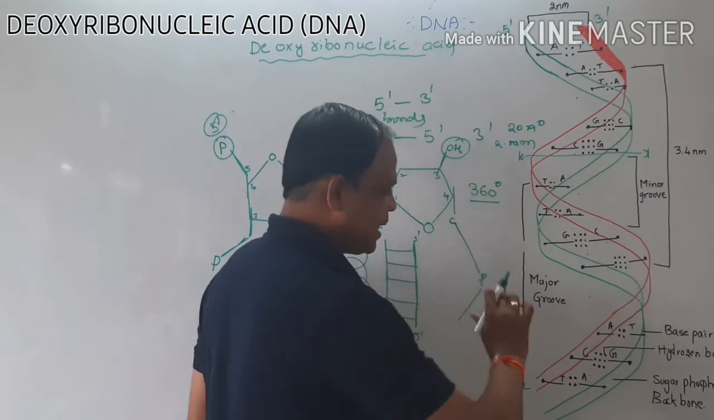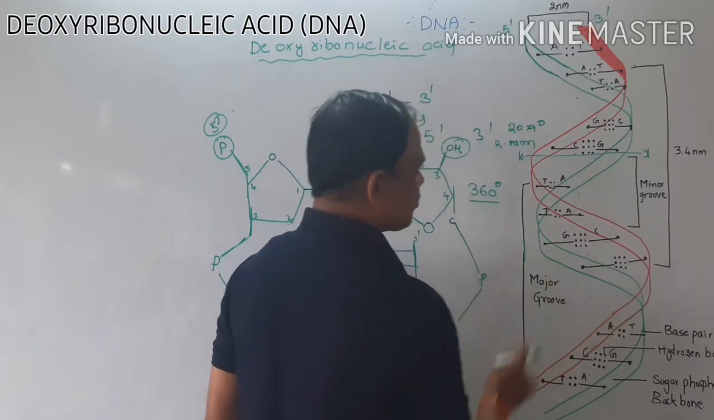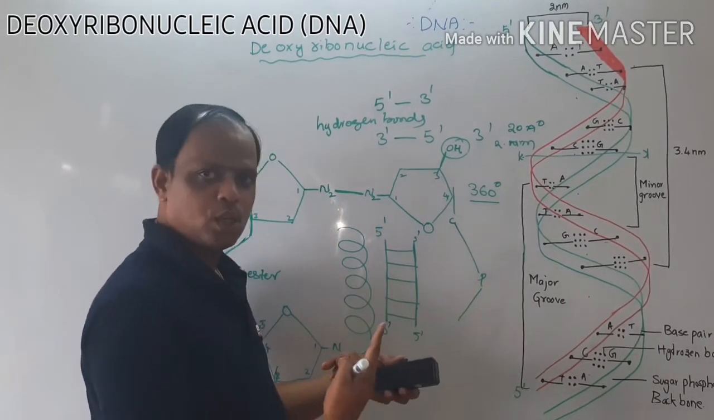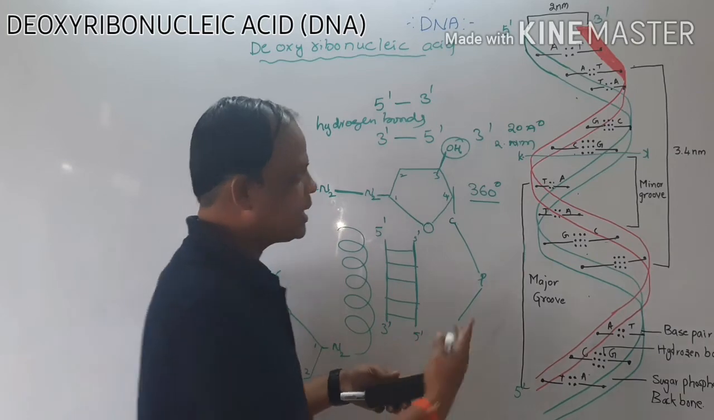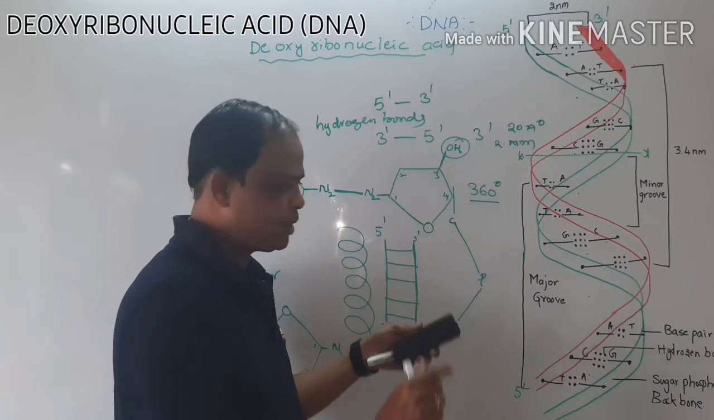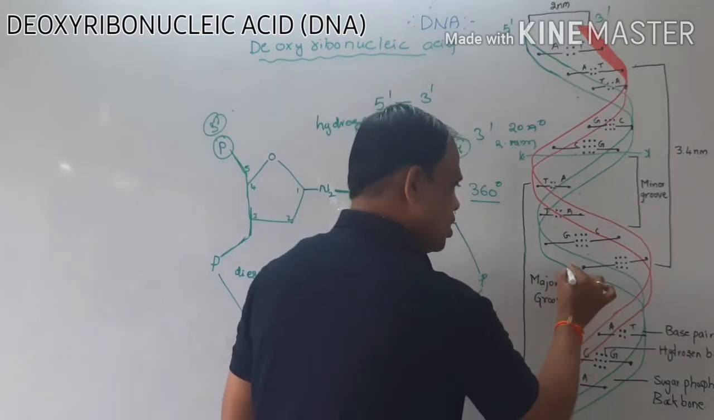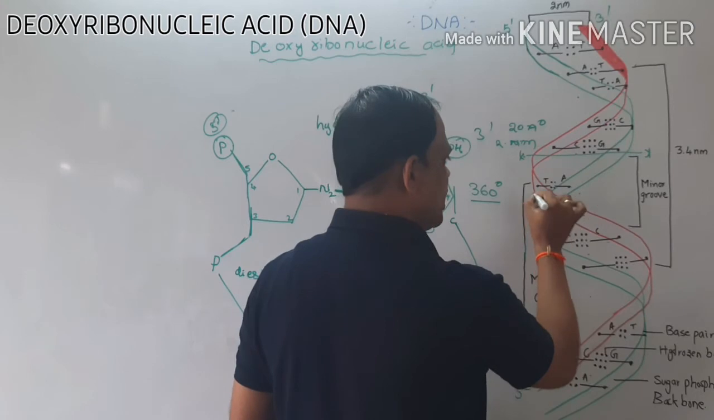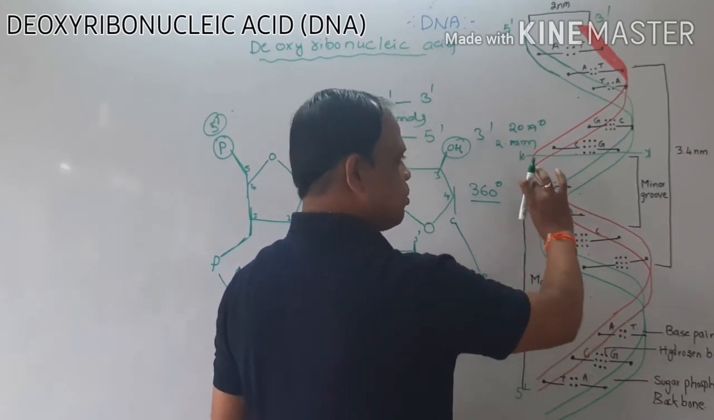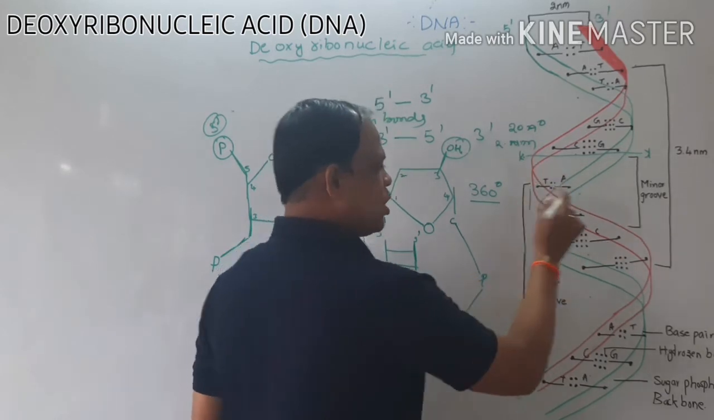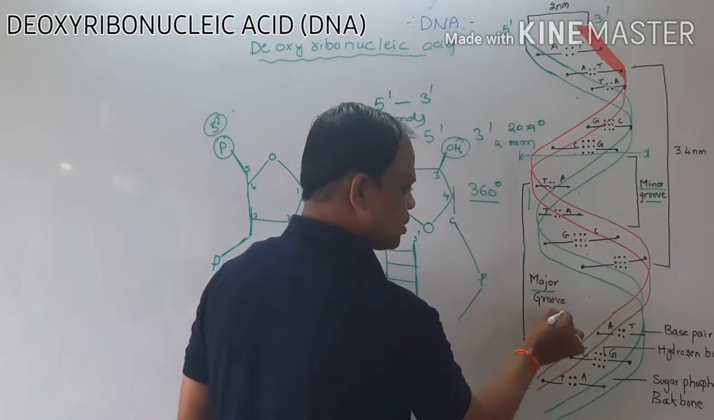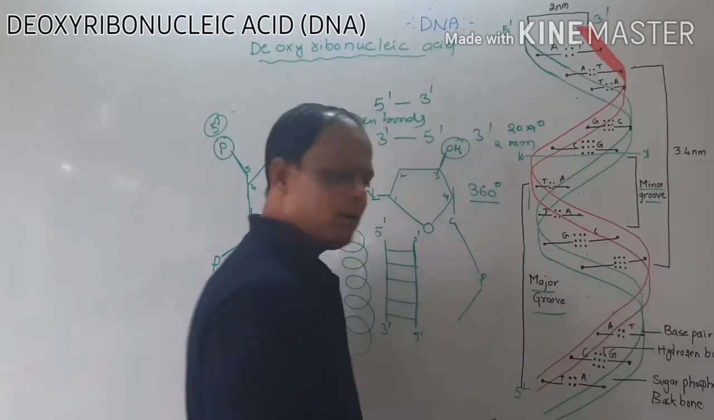One helix means, when the DNA strands are spirally coiled, what happens? The strand shows some spaces between these two helices. For example, this is the large space, and here between this place is a small space. The small space is called the minor groove, and the large space is called the major groove. Minor groove and major groove.